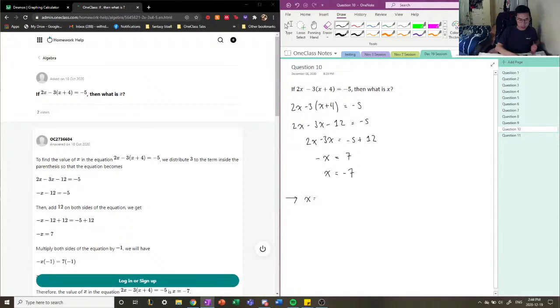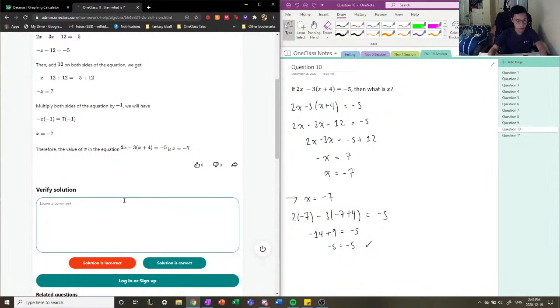So if x equals negative 7, then 2 times negative 7 minus 3 times negative 7 plus 4 equals negative 5. Does that equal negative 5? We'll find out. Negative 14 minus 3 times negative 3, which is 9, and we get negative 14 plus 9 equals negative 5, equals negative 5. So this is correct, and we know x equals negative 7. That's how you use isolation to find the values of x that will make this equation true. This solution is correct.